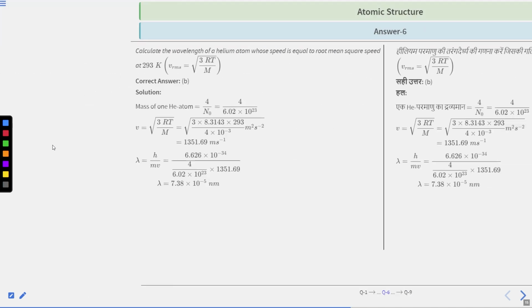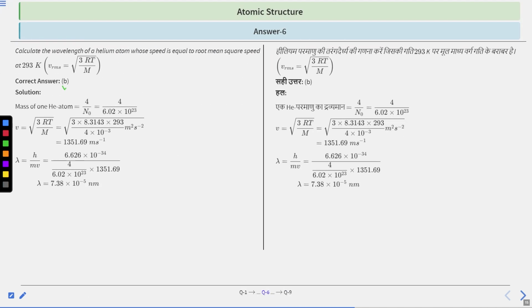Okay, let's see what the answer is. The correct answer is option B. We know that if we calculate the mass of one helium atom, it will be total mass divided by the number of atoms. The total mass is 4 for helium, divided by the number of atoms, that is N naught, Avogadro's number, 6.02 into 10 to the power 23.